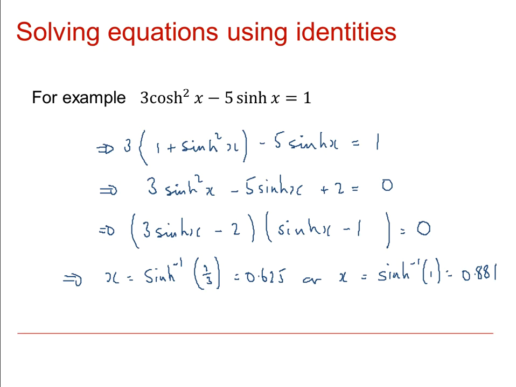But the main point there was using the identity for cosh squared in terms of sinh squared to turn it into a quadratic equation that we could then solve.